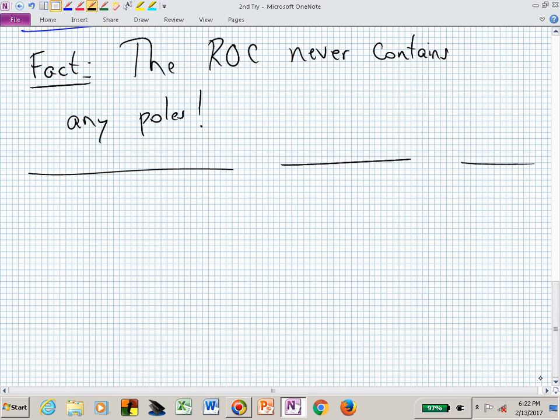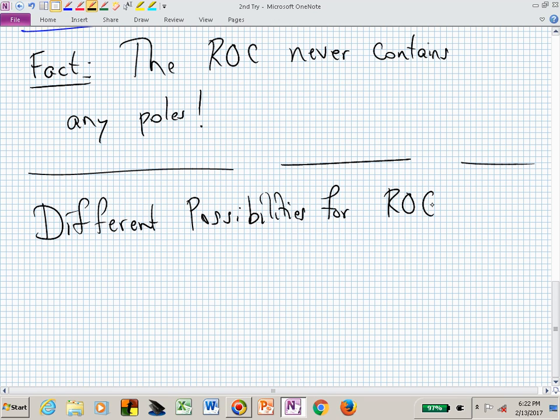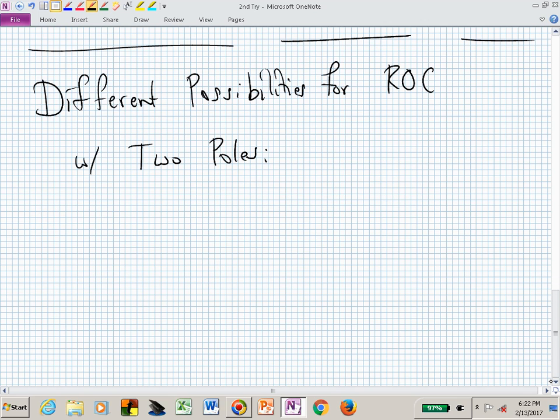Let's look at some more interesting examples than just one pole. Let's look at what happens, or different possibilities, for the region of convergence with two different poles. Because I think you already know what you could come up with or cook up for just a one-pole system. Question?